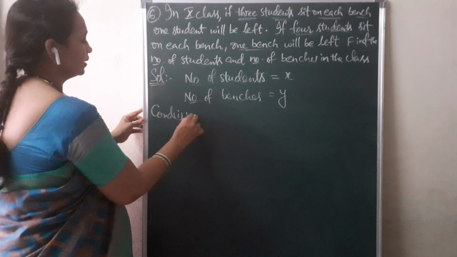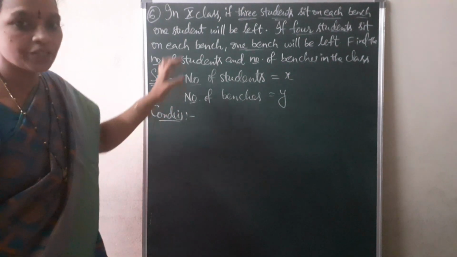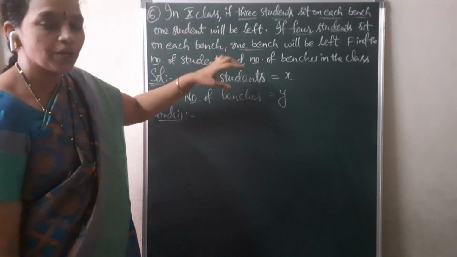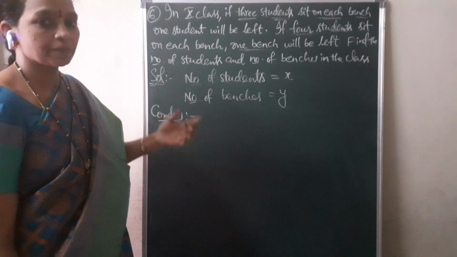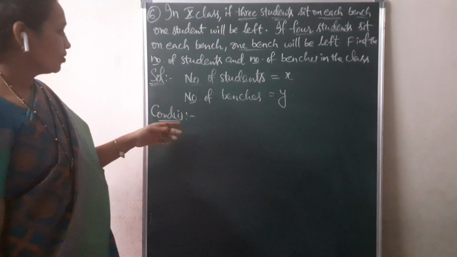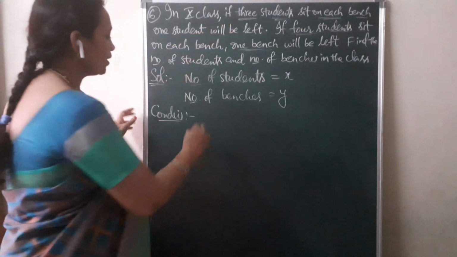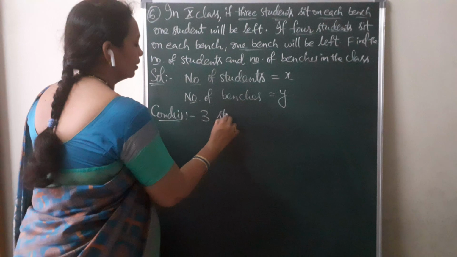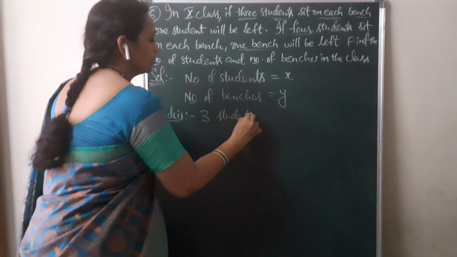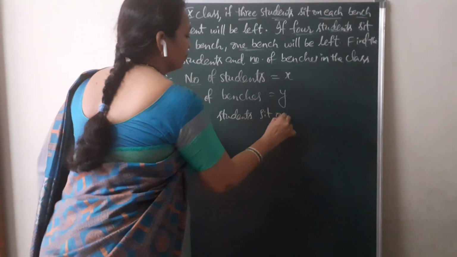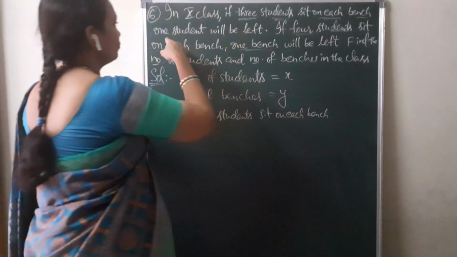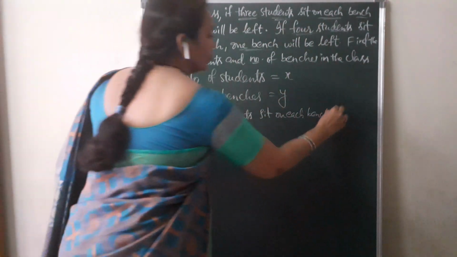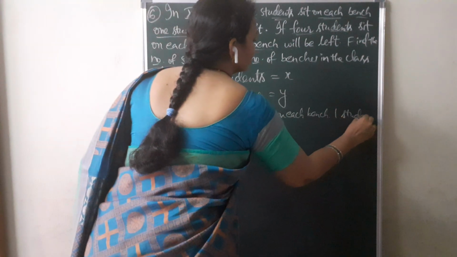Condition 1 is, because these are a pair of linear equations, they will give two conditions. From the two conditions you have to frame two equations, and we can solve by elimination, substitution or the graphical method. So condition 1 is 3 students sit on each bench, and one student will be left.